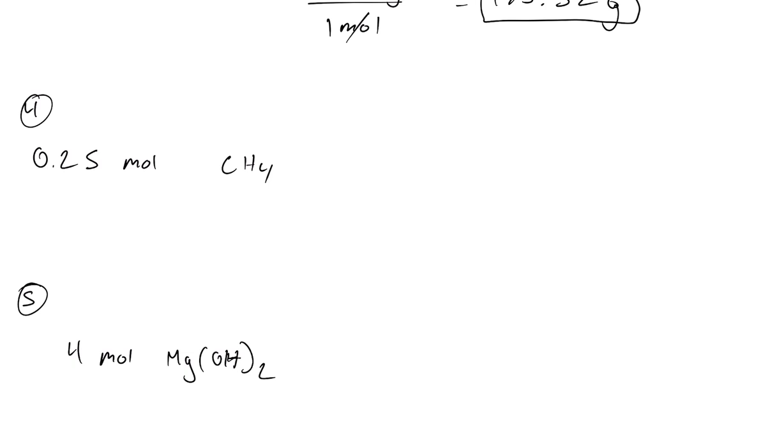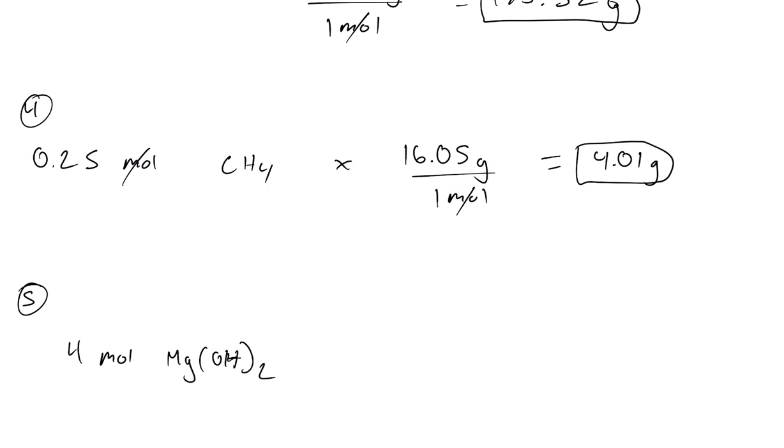You'll see that 0.25 moles of CH4 times the molar mass, which is 16.05 grams per mole. We're going to put 16.05 on the top and 1 mole on the bottom. The moles are going to cancel, and our final answer will be 4.01 grams.